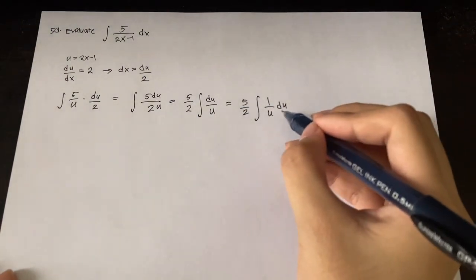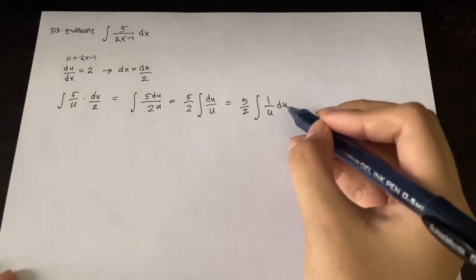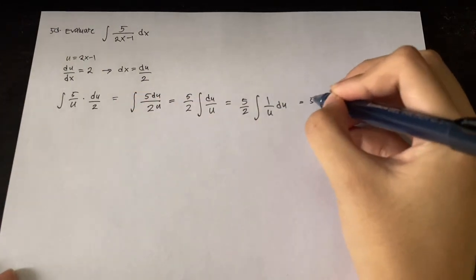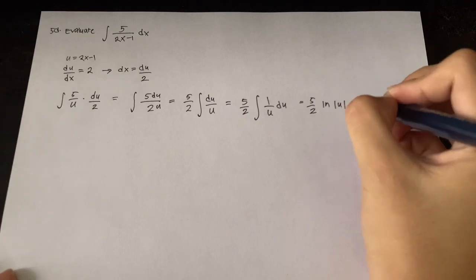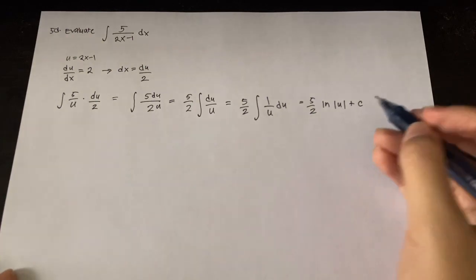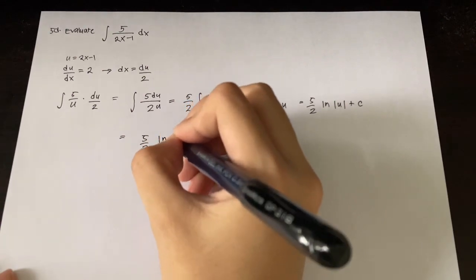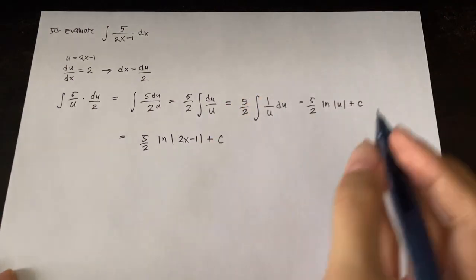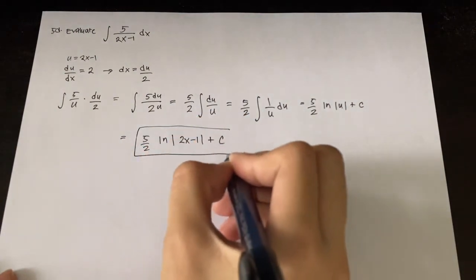And according to the theorem that the antiderivative of 1 over x dx is equal to ln absolute value of x plus c, we can rewrite this as 5 over 2 ln absolute value of u plus c. And then if we insert the value of u, that would mean the final answer is 5 over 2 ln absolute value of 2x minus 1 plus c. So the c is any arbitrary constant. That is the final answer.